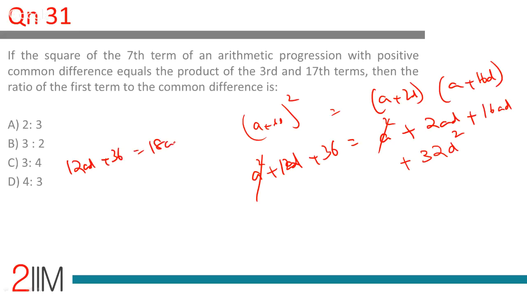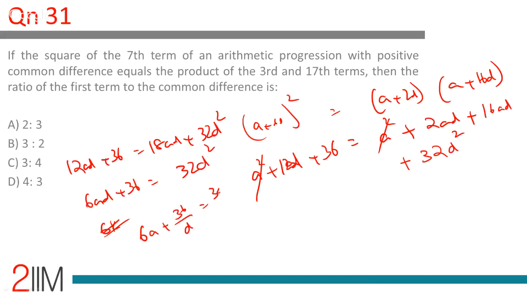2ad plus 16ad equals 18ad plus 32d square. So 6ad plus 36 is 32d square. We want to find the ratio of the first term to the common difference, we want to find a by d. So divide by d square: 6 times a by d, divide by d, 6a plus 36 by d equals 32d.